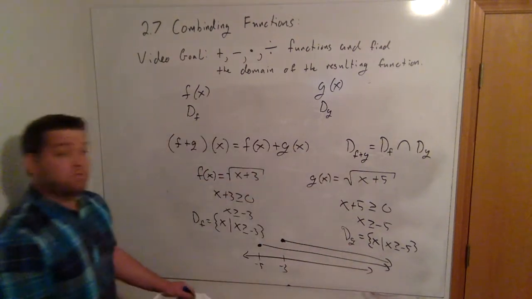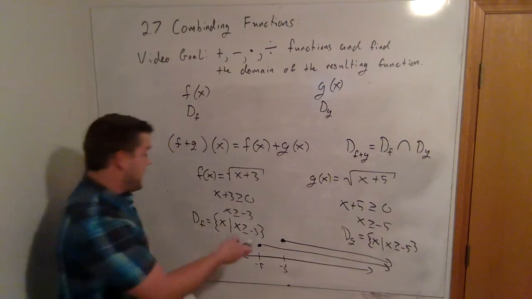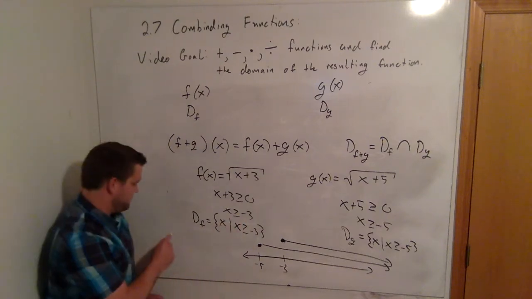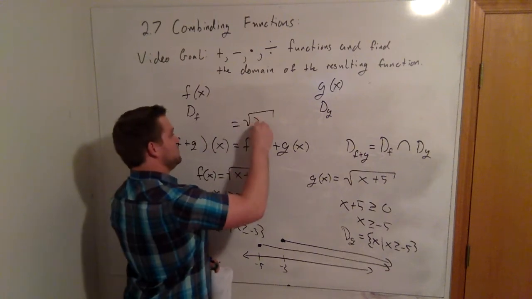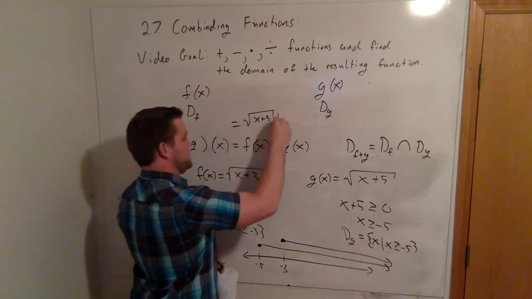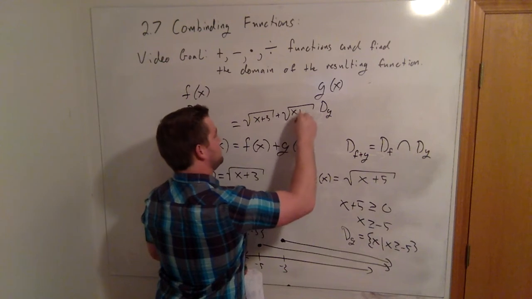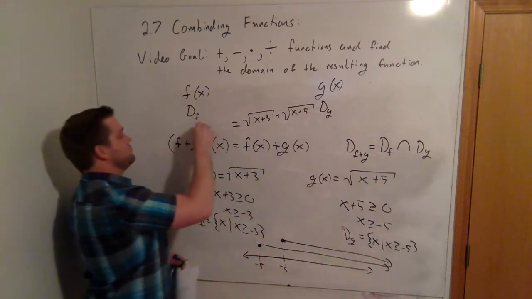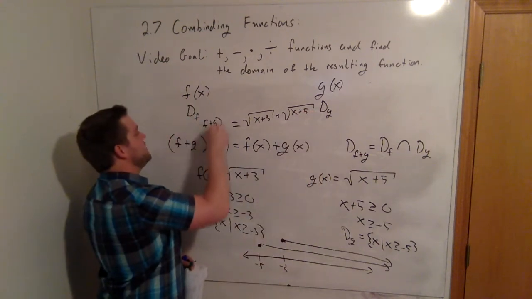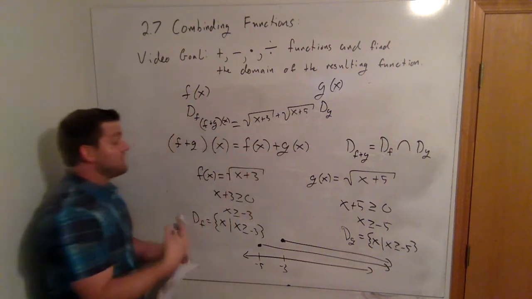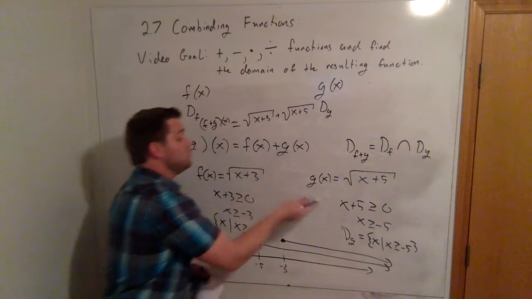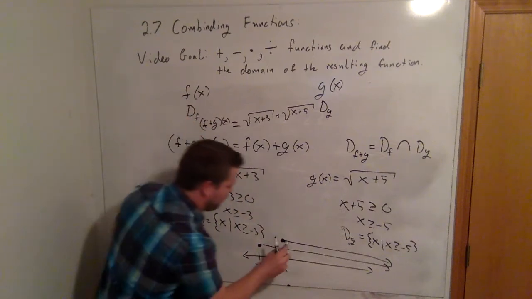So what's going to work for both of these, if I'm going to add these functions together? The function f plus g of x would be equal to the square root of x plus 3 plus the square root of x plus 5. So this would be f plus g of x. Well, I need to find values of x that work for both of these. I need to find the intersection of these two domains, and that's going to be the overlap.